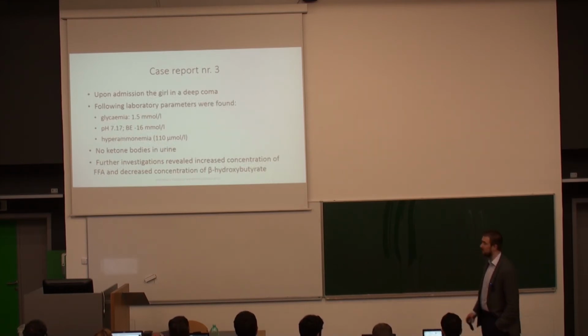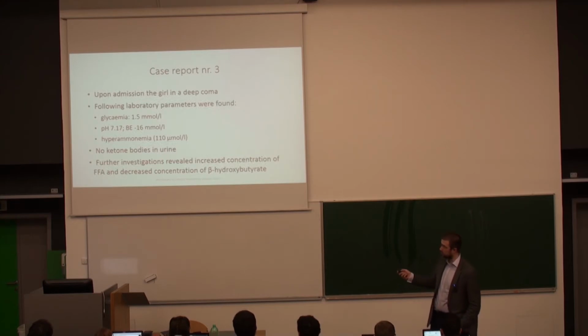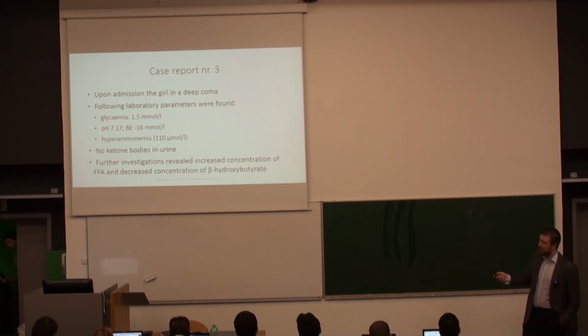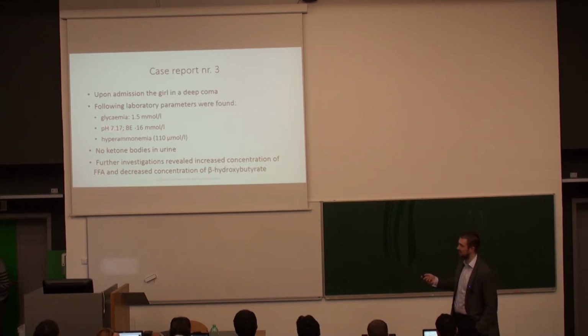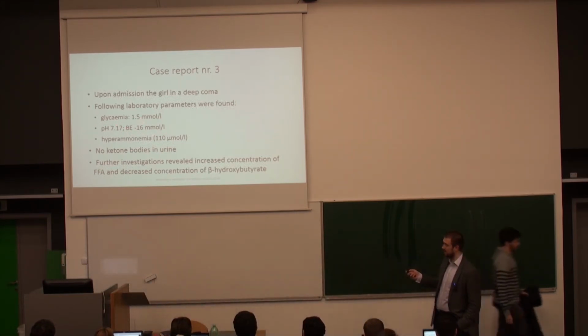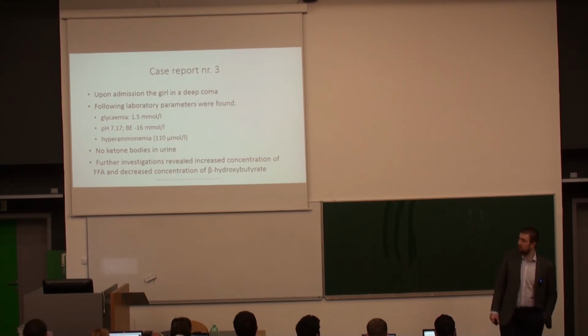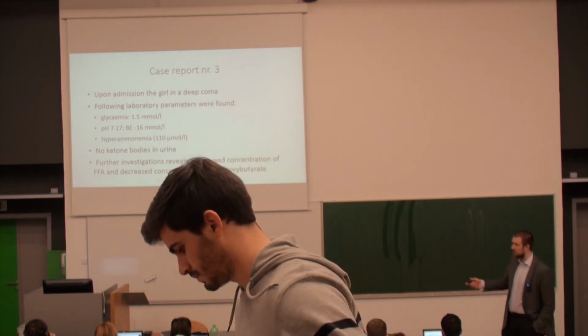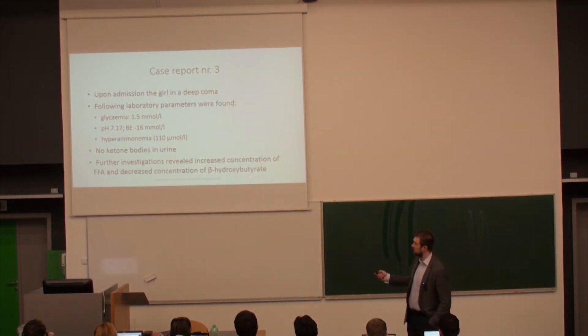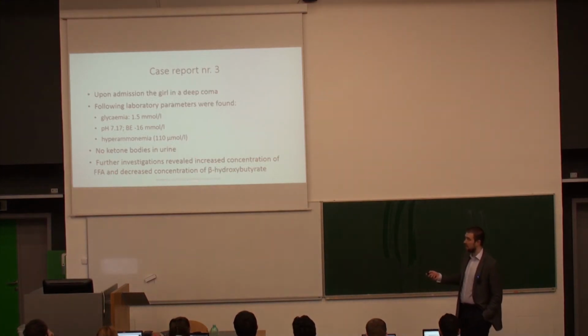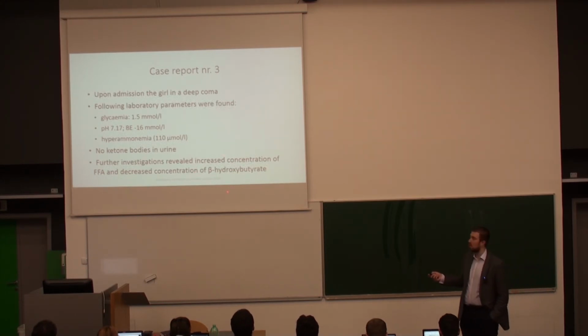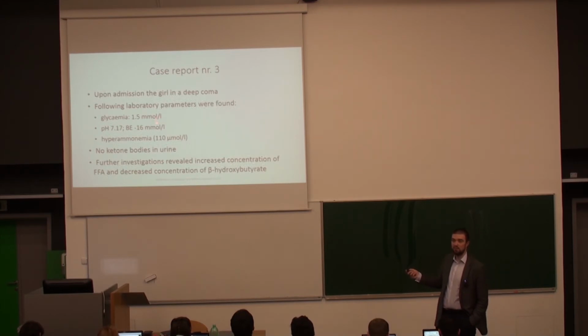Therefore, she was taken to the intensive care unit and diagnosed with a deep coma, and you measured these values. Glycemia was 1.5, pH was 7.17, base excess was low, -16, and there was hyperammonemia, around 110 micromoles. In the urine, you found no ketone bodies, and if you do further laboratory examinations, you find that in the blood there are increased free fatty acids, but a decreased concentration of beta-hydroxybutyrate. So, glucose: normal, high, low? Low. pH is low, acidic, base excess is low. That means accumulation of acids, but as you see, no ketone bodies.